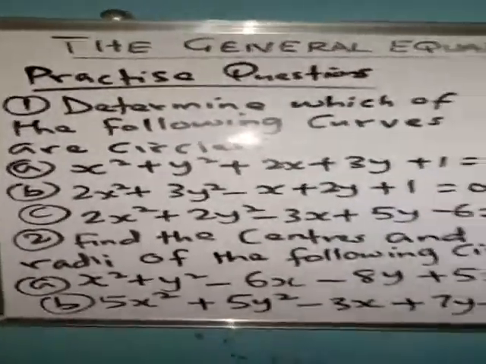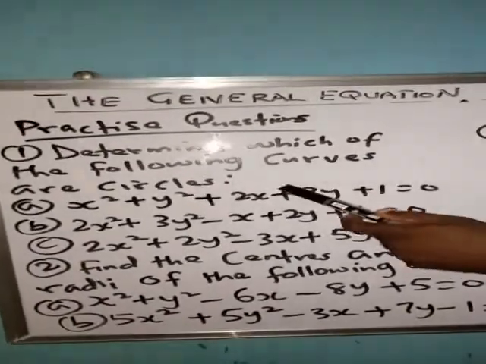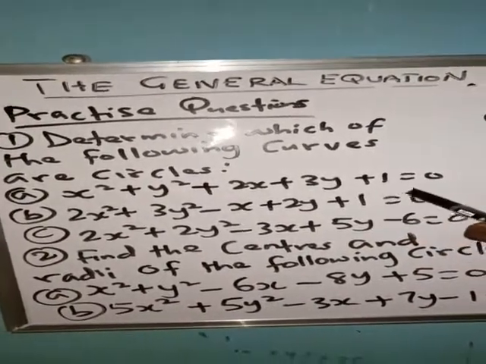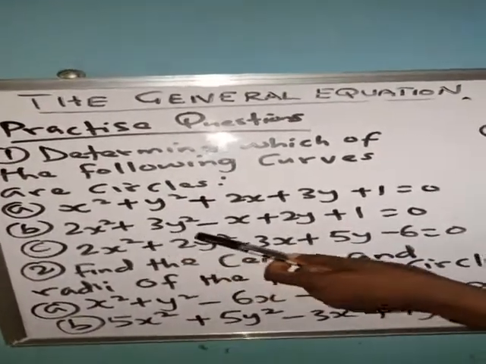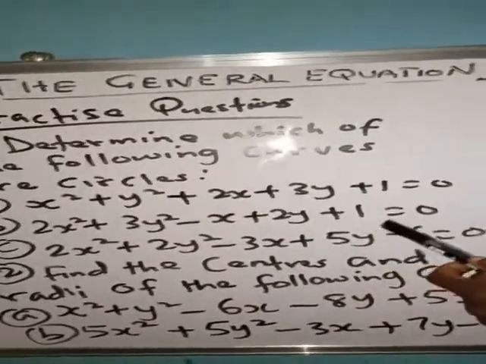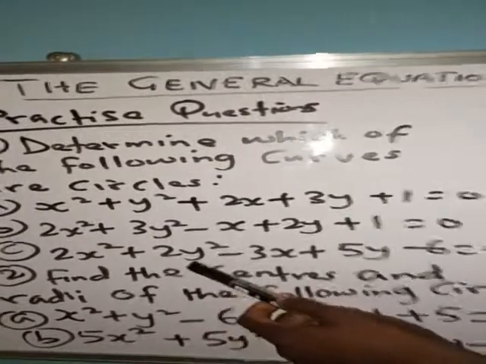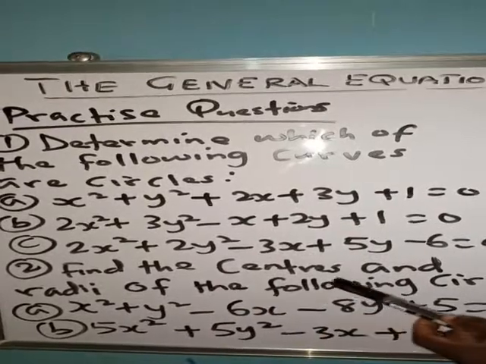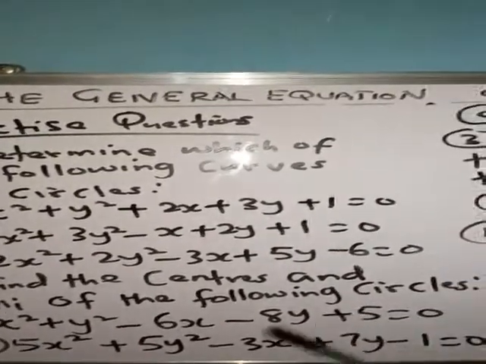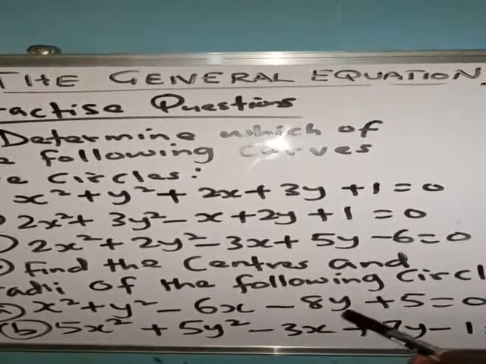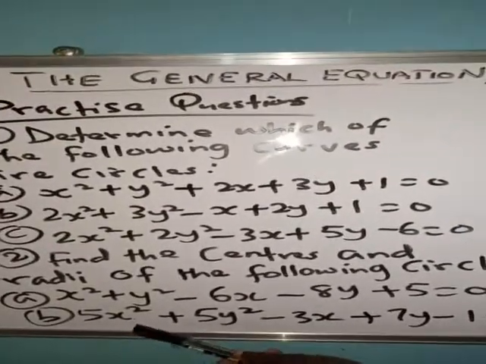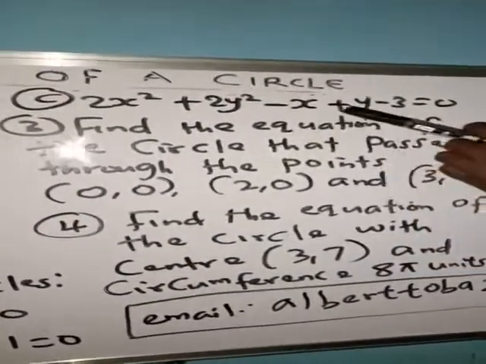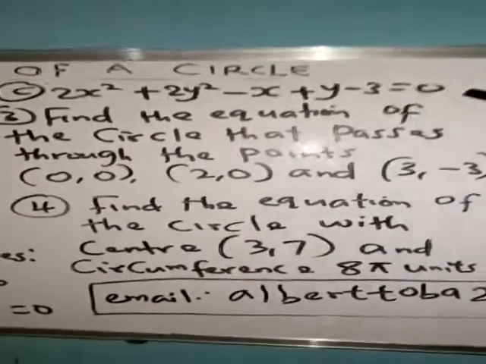Now these are the practice questions. Number 1, determine which of the following curves are circles. A, x squared plus y squared plus 2x plus 3y plus 1 is equal to 0. B, 2x squared plus 3y squared minus x plus 2y plus 1 is equal to 0. C, 2x squared plus 2y squared minus 3x plus 5y minus 6 is equal to 0. And number 2 says, find the centers and radii of the following circles. A, x squared plus y squared minus 6x minus 8y plus 5 is 0. B, 5x squared plus 5y squared minus 3x plus 7y minus 1 is 0. And C, 2x squared plus 2y squared minus x plus y minus 3 is 0.